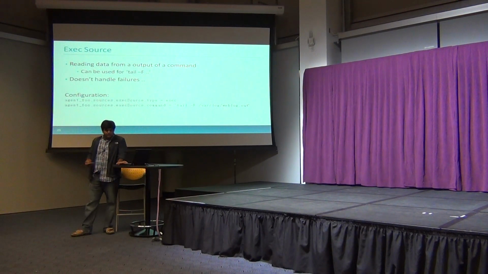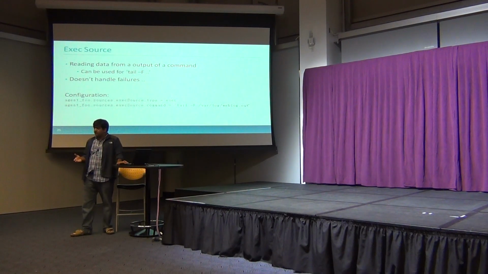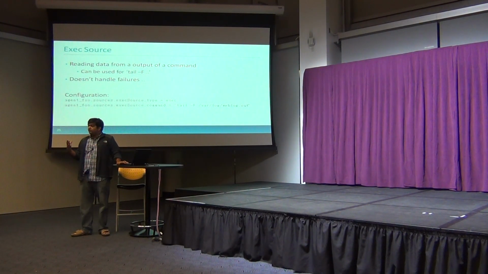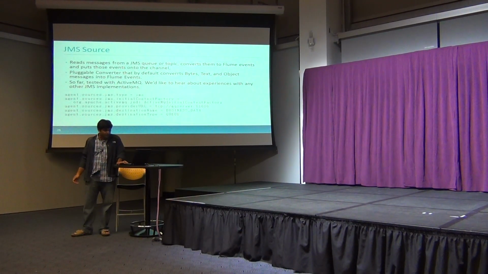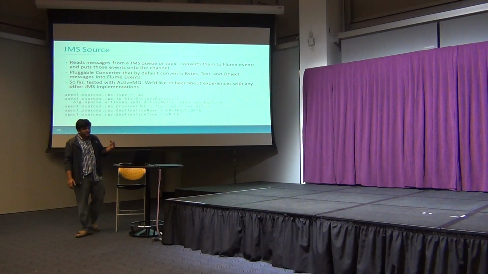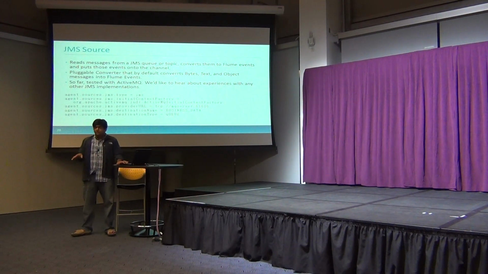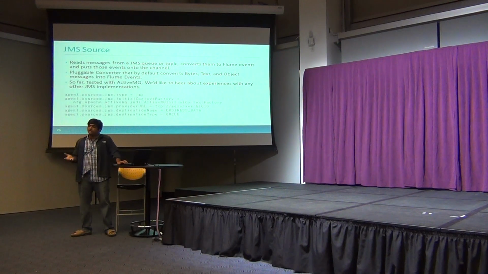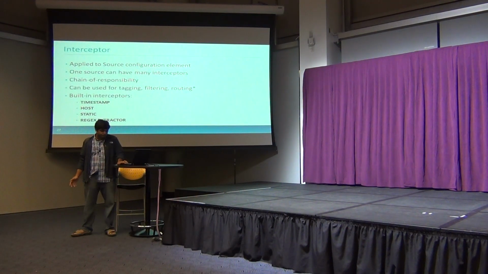Again, the configuration is pretty simple. You basically specify the type and the command it has to execute. It also supports a batch size so that, say, 20 or 40 lines of the output stream are sent out together. JMS source will read messages from the JMS queue, convert them into Flume events and put them into a channel. It's pretty much similar to all the other sources in the sense that it gets data into Flume from one of the formats it's supposed to.